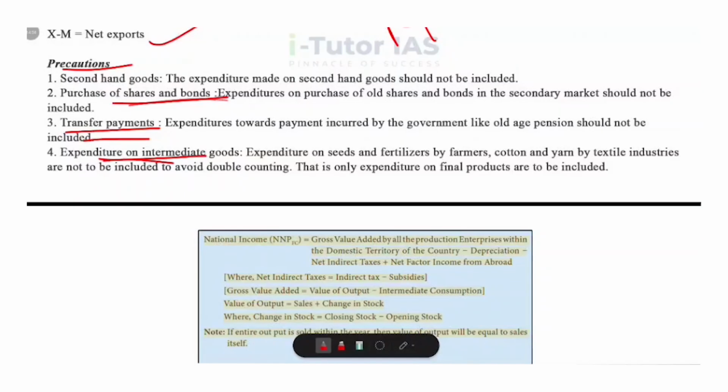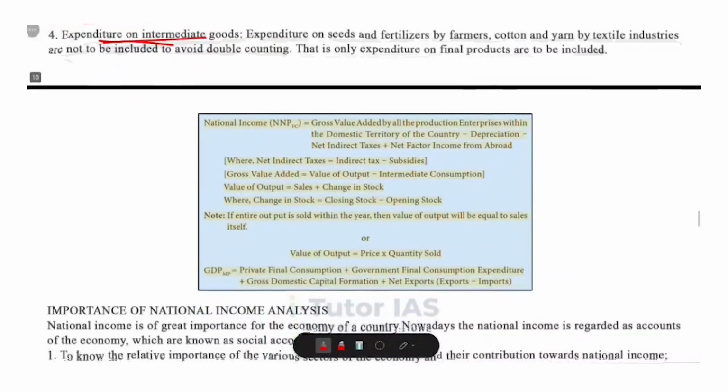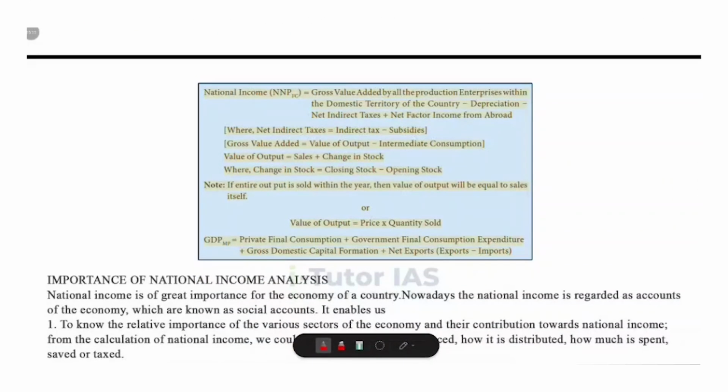Then purchase of share and bonds are excluded. Second hand goods are also excluded by calculating national income using expenditure method. So we will only count spending that creates new goods or services in the economy during the year. Now national income and GDP.